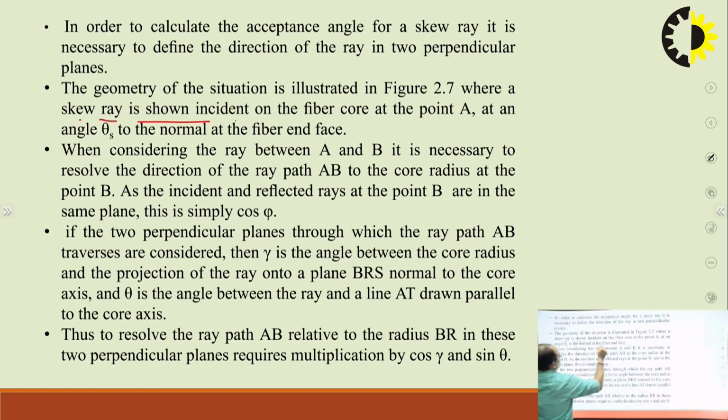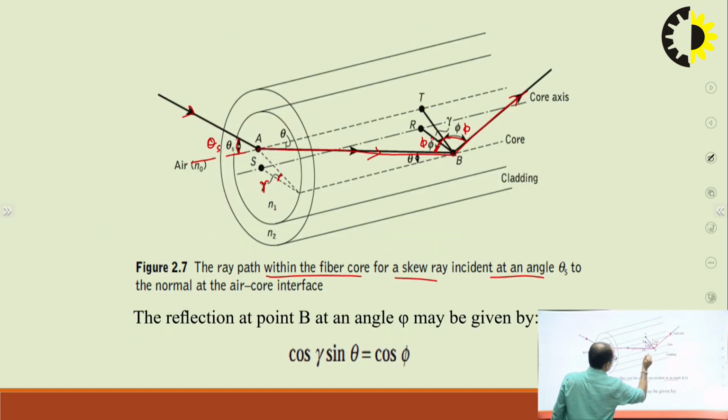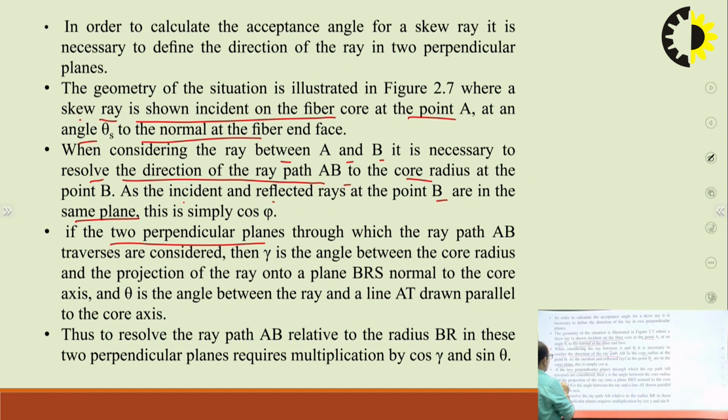A skew ray is incident on a fiber core at point A at angle theta s to the normal at the fiber end face. For the ray between A and B, it is necessary to resolve the direction of ray path AB to the core, and the incident and the reflected ray at point B are in the same plane. That is known simply as cos phi. If the two perpendicular planes of path AB are transversely considered, then gamma is the angle made between the core axis and the projection.